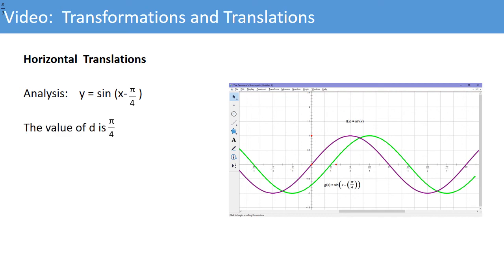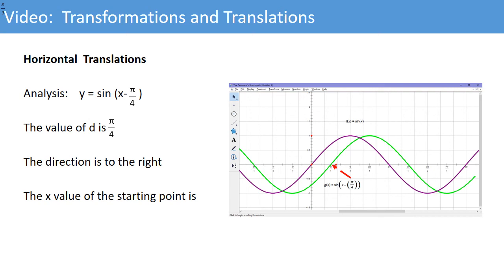The value of d is pi over 4. The direction is to the right. This is another little trick. If the sign in the bracket is negative, the direction is to the right. If the sign is positive, the direction is to the left. Don't be confused. The x value of the starting point is pi over 4, the value given in the equation. The horizontal translation has been to the right, pi over 4.